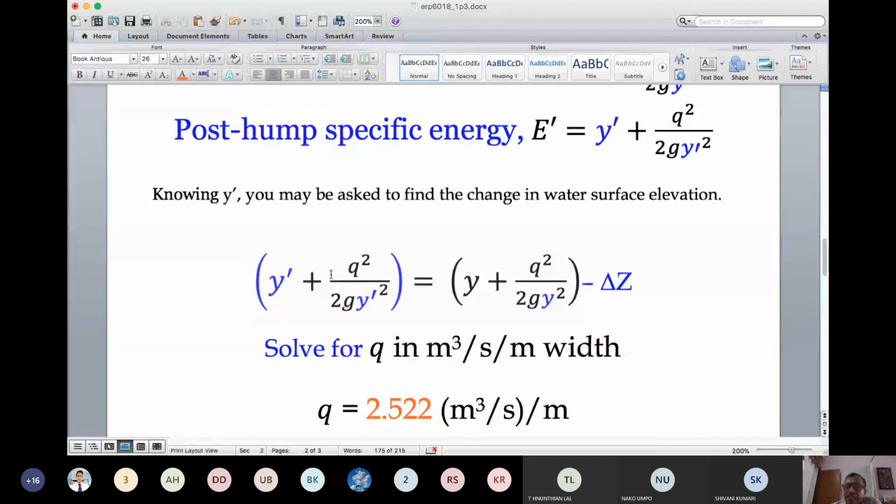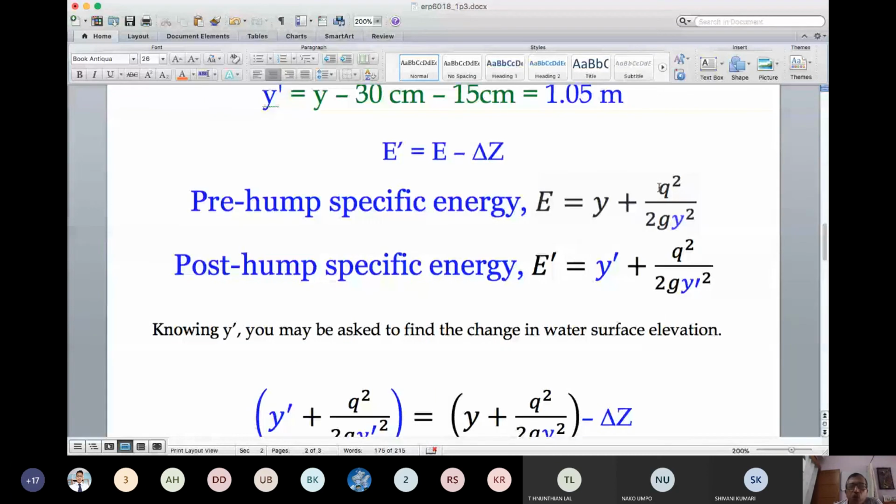But when you are given discharge Q, then you compute E, then use E minus delta Z, compute E dash, and knowing E dash and Q, you have to find out y dash, where that will be a cubic equation, and in a trapezoidal channel it will be a fifth order equation. You have to solve it by trial and error or maybe using the solve function in your calculator, to get the new flow depth y dash, or you can say the post hump flow depth. Okay, y dash. Fine.